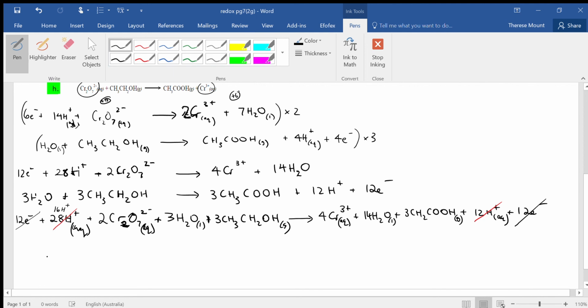Okay, so then what else can I cancel? Any waters on this side? Yep. So we've got 14 waters here and 3 here. So I can minus that 3 off, and I have to minus the 3 from that water. So that gives me 11 water. Okay, 16 there. And that's about it. So 2.